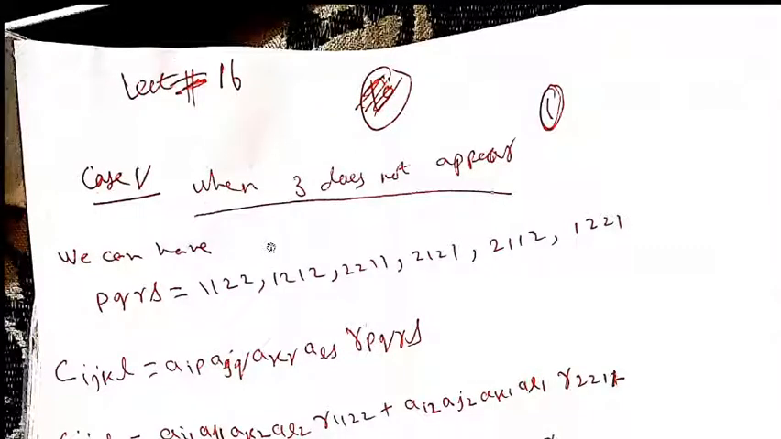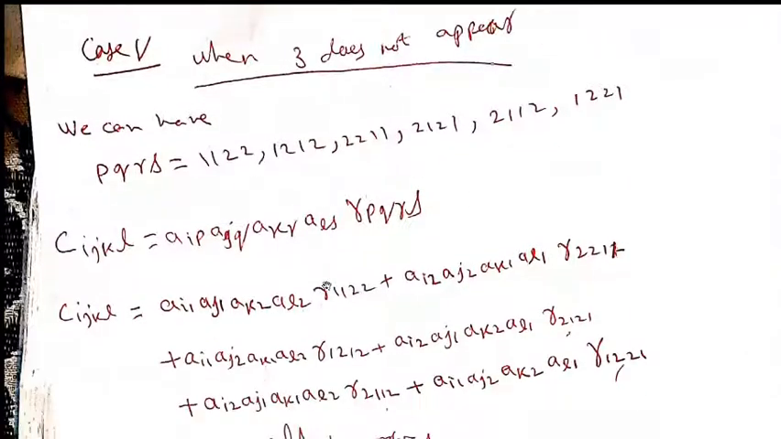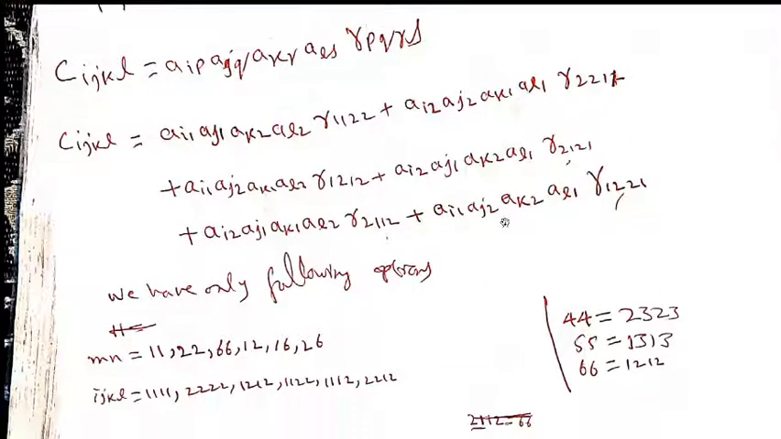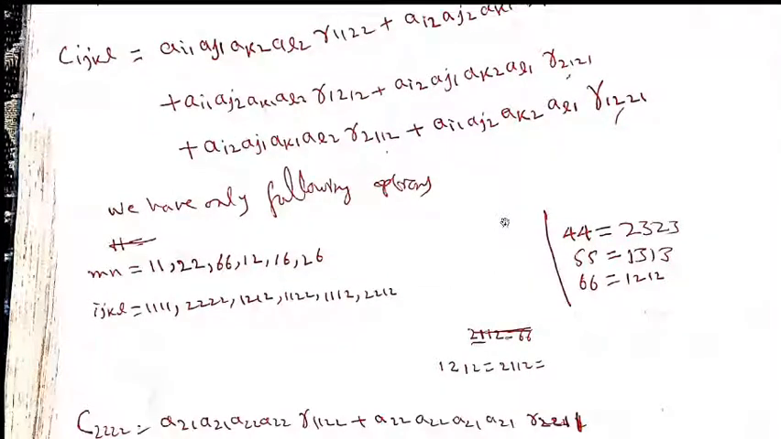Now when the 3 does not appear, we have these types of indices in which 3 does not appear: 1 1 2 2, 1 2 1 2, 2 2 1 1, 2 1 2 1, 2 1 1 2, or 1 2 2 1. No 3. This is the transformation law. Now let us start to open the summation on PQRS on the right hand side. We have only the following options.